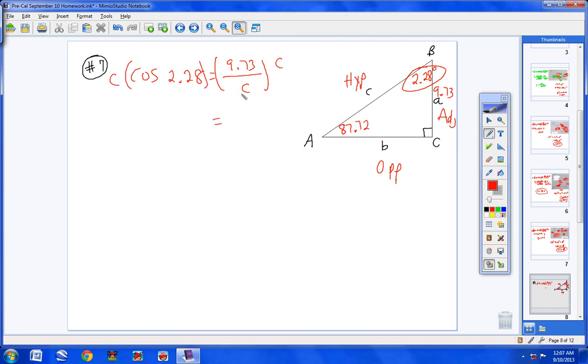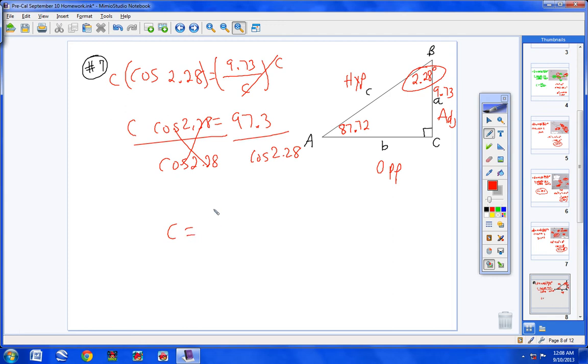When I do that, these C's cancel, and I'm left with 97.3. Over here, I have C times the cosine of 2.28. And of course, if I want to get C by itself, and C and cosine are multiplying, then I'm going to divide by cosine 2.28, divide by cosine 2.28. These cancel, and here's what C equals. C equals 97.3 over cosine of 2.28.